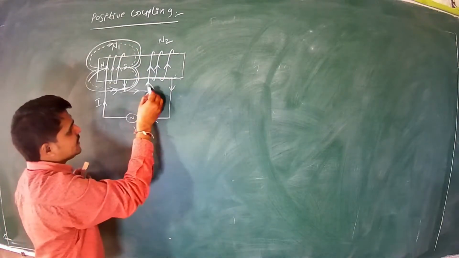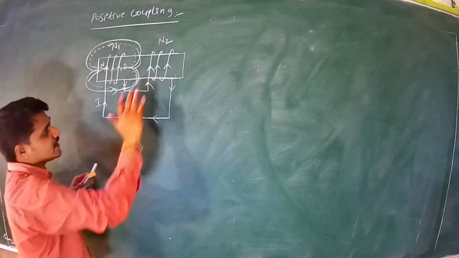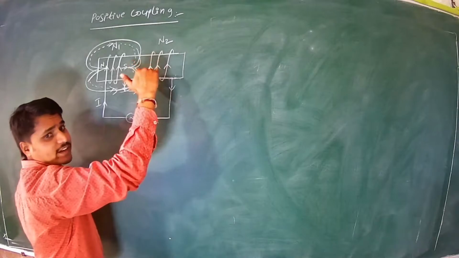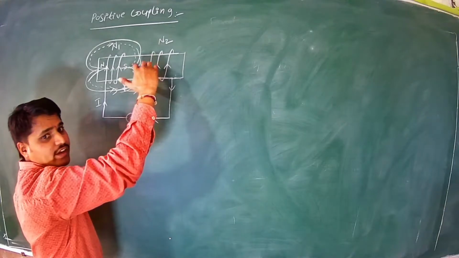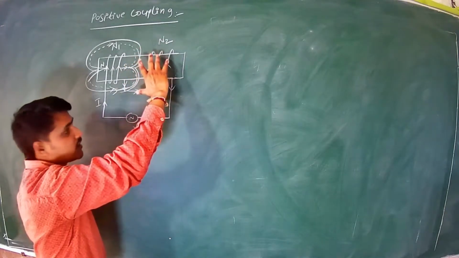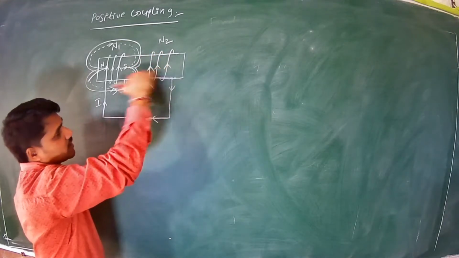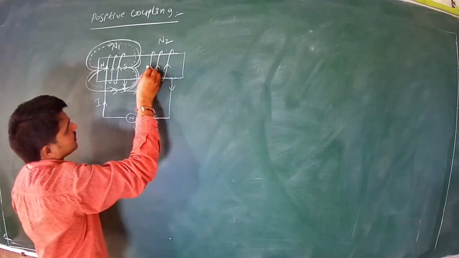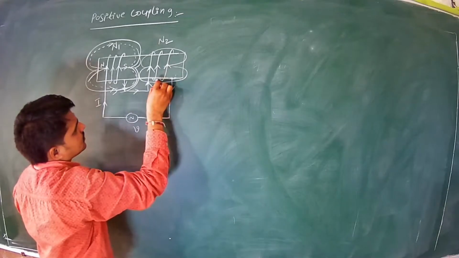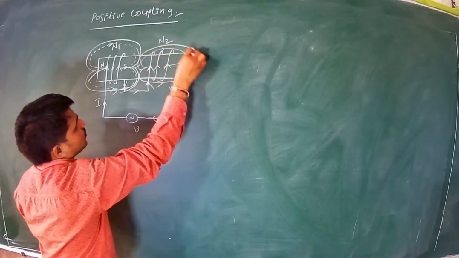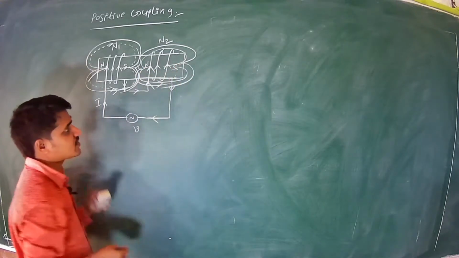Next, see the second coil. Here also, if you apply the right hand thumb rule, the curled fingers indicate the current direction. If you hold the magnetic core like this, the curled fingers indicate the current direction and the thumb indicates the magnetic lines of force. This flux direction is also like this, so there is also a north pole and south pole formation.